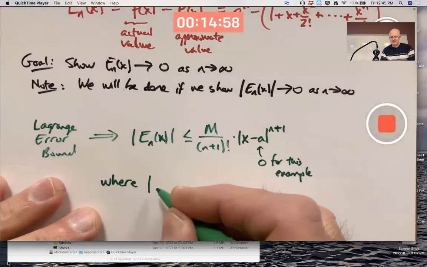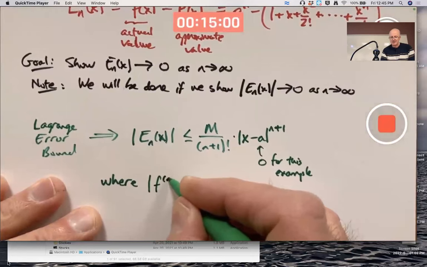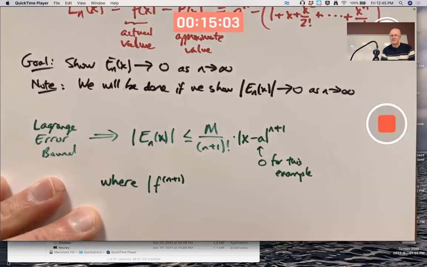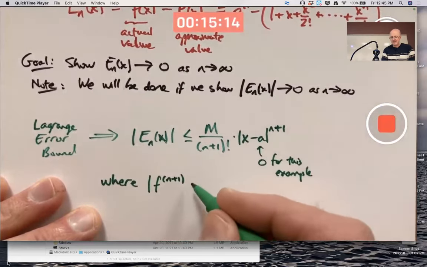The absolute value of the n plus first derivative, that notation means derivative, right? If n is 10, then that's the 11th derivative. If n is 20, it's the 21st derivative. I'm going to use a different variable name here. I'm going to call it t.